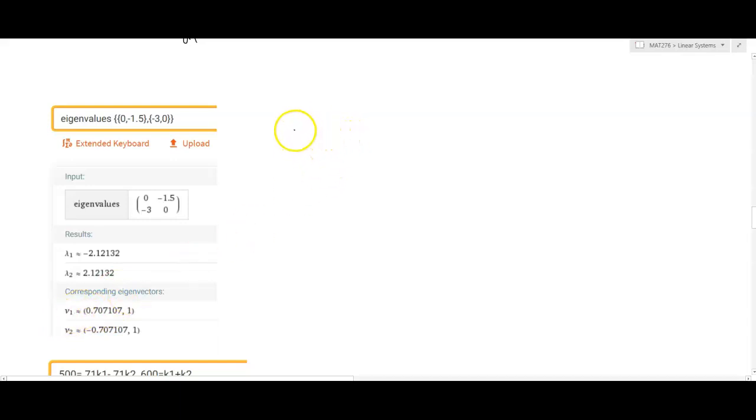So my solution is going to be k1 e to the lambda 1t. So lambda 1 is negative 2.12. So we have that here. Times v1. So v1 is the vector 0.71, comma 1. So I'll just use 2 decimal places, 0.71 and 1. Plus k2 e to the lambda 2t, which is positive 2.12, times v2, which is negative 0.71 and 1.